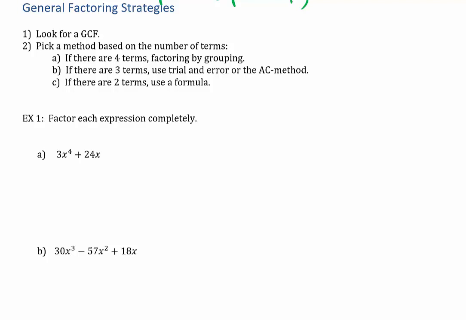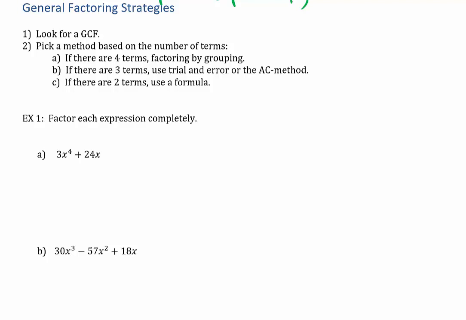In each of the problems you're given, the very first thing you're going to do is look for that GCF. And then the method you pick depends on the number of terms. 4 terms, we do the grouping. 3 terms, we either use trial and error or the AC method. And if we have 2 terms, we'll use one of the formulas we learned today. So let's run through a couple of mixed examples and see how to apply these strategies.